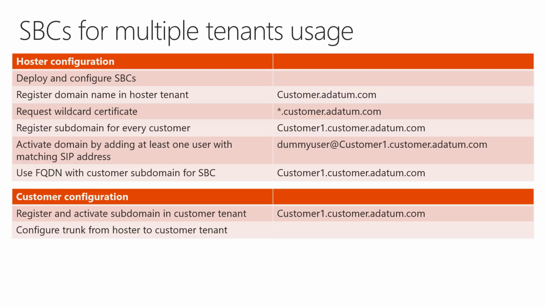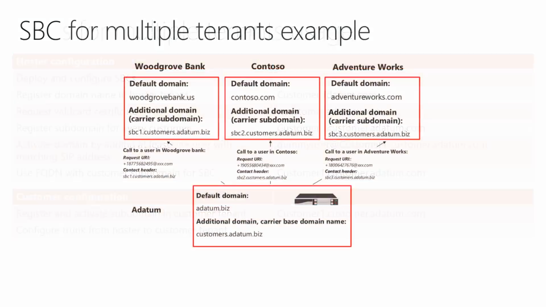customer1.customer.adatum.com. By the way, the hoster tenant is not a special tenant, it's just a regular tenant. We're referring to it here as the hoster tenant because it's the tenant the hoster is using. On the customer side, the customer needs to register and activate the subdomain in the customer tenant. So they need to go into their admin portal and add customer1.customer.adatum.com. And then they just go ahead and configure the trunk from the hoster to the customer tenant.